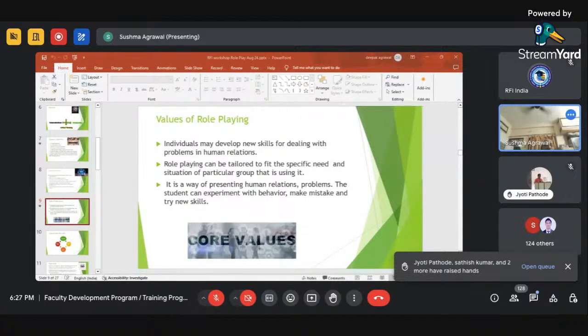In the next part, there are certain values required under role play activity. The individuals may develop new skills for dealing with problems in human relations. We have already discussed that it tries to help towards a better understanding of human relations.